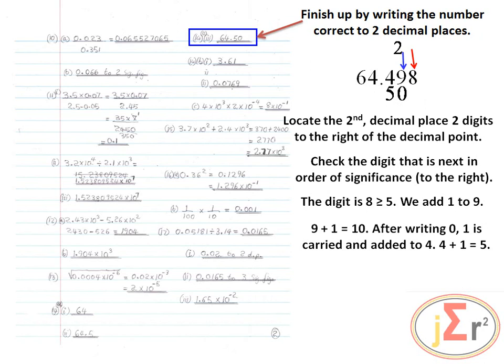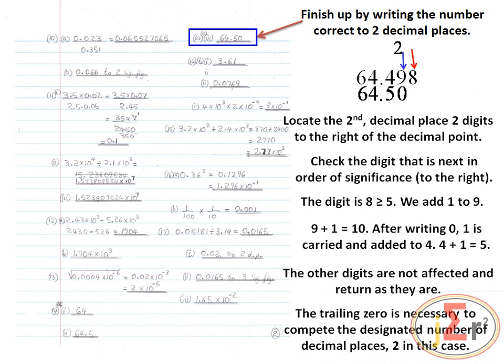And we will have 5. So 9, because this is greater than or equal to 5, we add 1 to the 9. 9 plus 1 is 10. 0 carry 1. 1 plus 4 is 5. And then, after that, the other digits are not affected and return as they are.